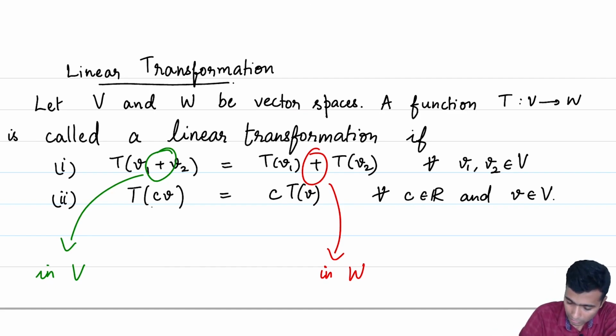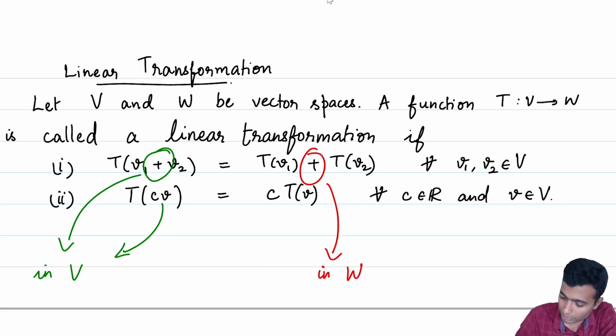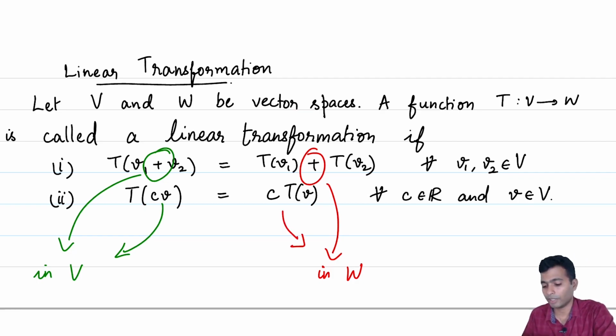Similarly, this scalar multiplication, c times V, is happening in V. At the same time, this scalar multiplication is happening in W, because T of V is a vector in W and c times T of V is happening in the vector space W. So that is what it says. It's in some sense preserving the structure of the vector space. The structure in V and the structure of W are in some sense compatible through T.